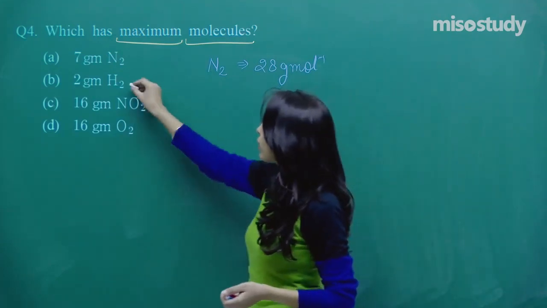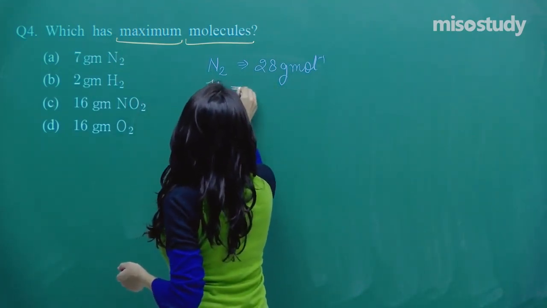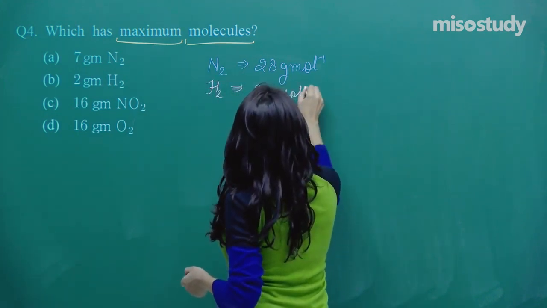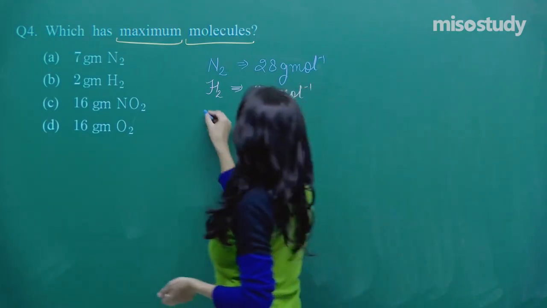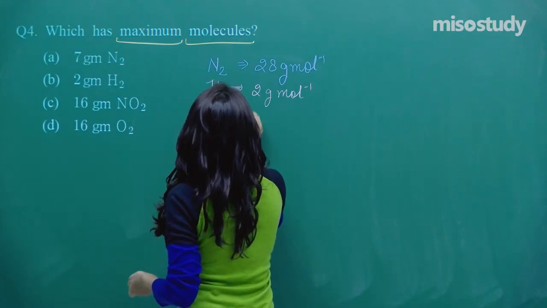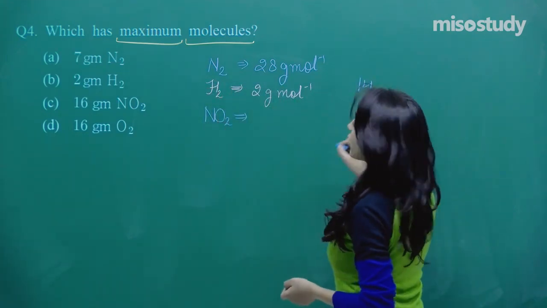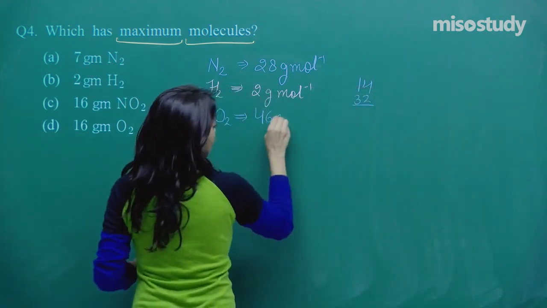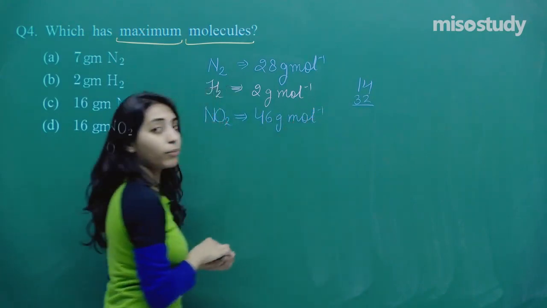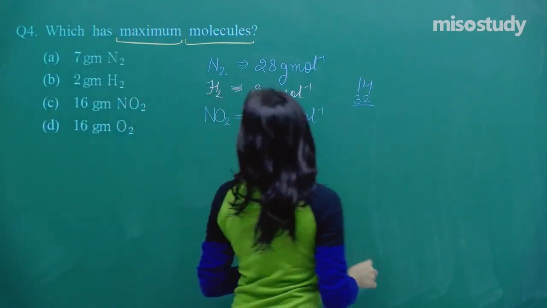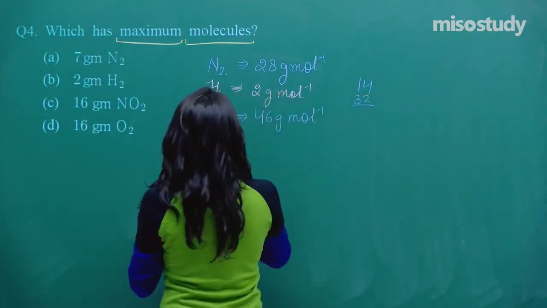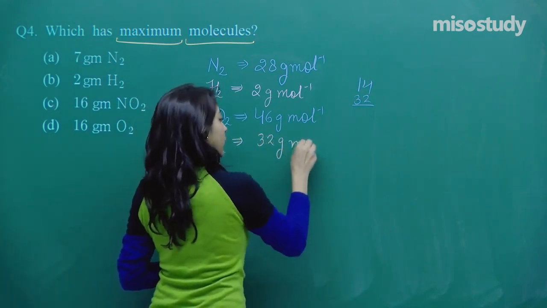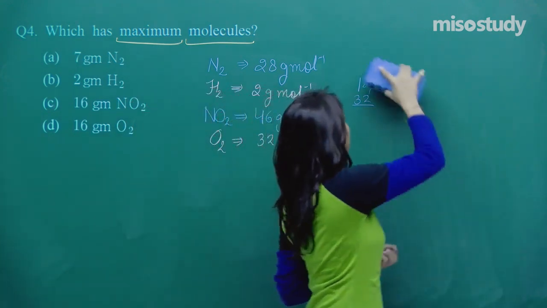I am very particular about writing the units, so you should also be particular about writing the units. Moving on to hydrogen, which is 2 into 1, that is 2 grams per mole. Next, moving on to NO2. So nitrogen is, guys, 14. O2 is 32, making it a total of 46 grams per mole, right? And the next thing that we have is 16 grams of O2. So my final thing is O2, that is again 32 grams per mole, right?